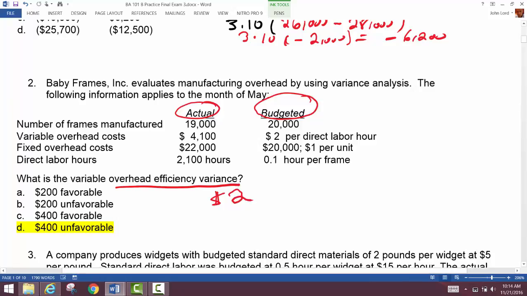And then what? Then it's going to be the standard hours minus the actual hours, right? So the actual hours are, did they go ahead and tell me that it's 2100? Is the actual hours? Okay, so now I just need to get the standard hours, and it's 0.1 per frame. So how am I going to compute that?